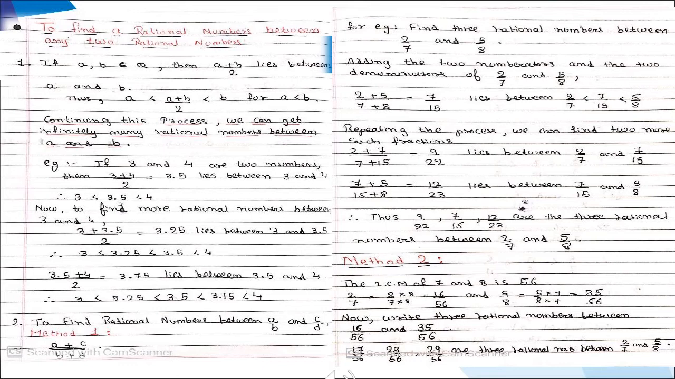In the topic of rational numbers, there are three concepts. To solve and understand exercise 1A, you have to first understand these three concepts. I will explain all of them one after the other. I will start with the first concept. The first concept is to find rational numbers between any two rational numbers. Means you will be given two rational numbers and you will be asked to find the rational numbers between those two. In this concept, you will see two types of questions.